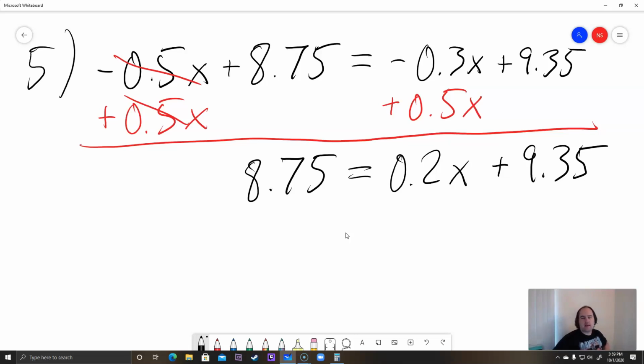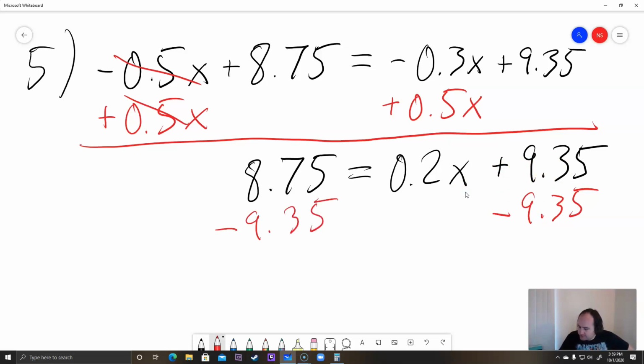Okay, and then our next step is we're trying to isolate x, so we're going to have to do our addition and subtraction before our multiplication and division when you're solving an equation. So we want to get rid of the positive 9.35. So how do we do that? Well, the opposite of adding 9.35 is subtracting it. So we want to subtract 9.35 from both sides of the equation.